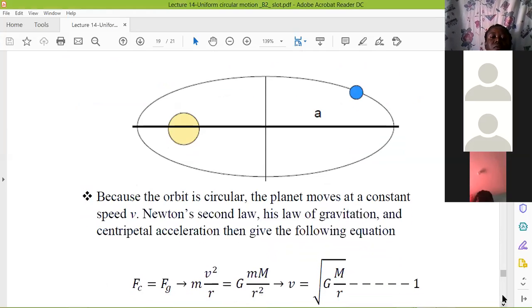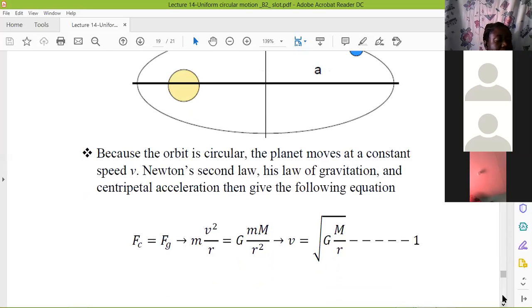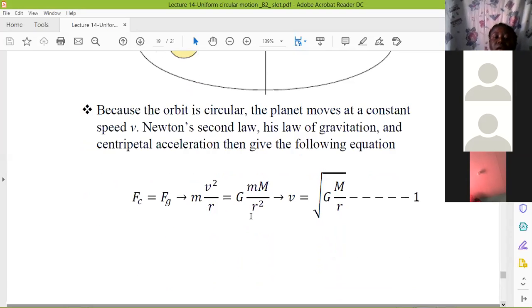As you can see in that equation, because the orbit is circular, the planet moves with a constant speed, the magnitude of the velocity. So if we use that, then as it revolves, we see that the gravitational force is equal to the centripetal force.